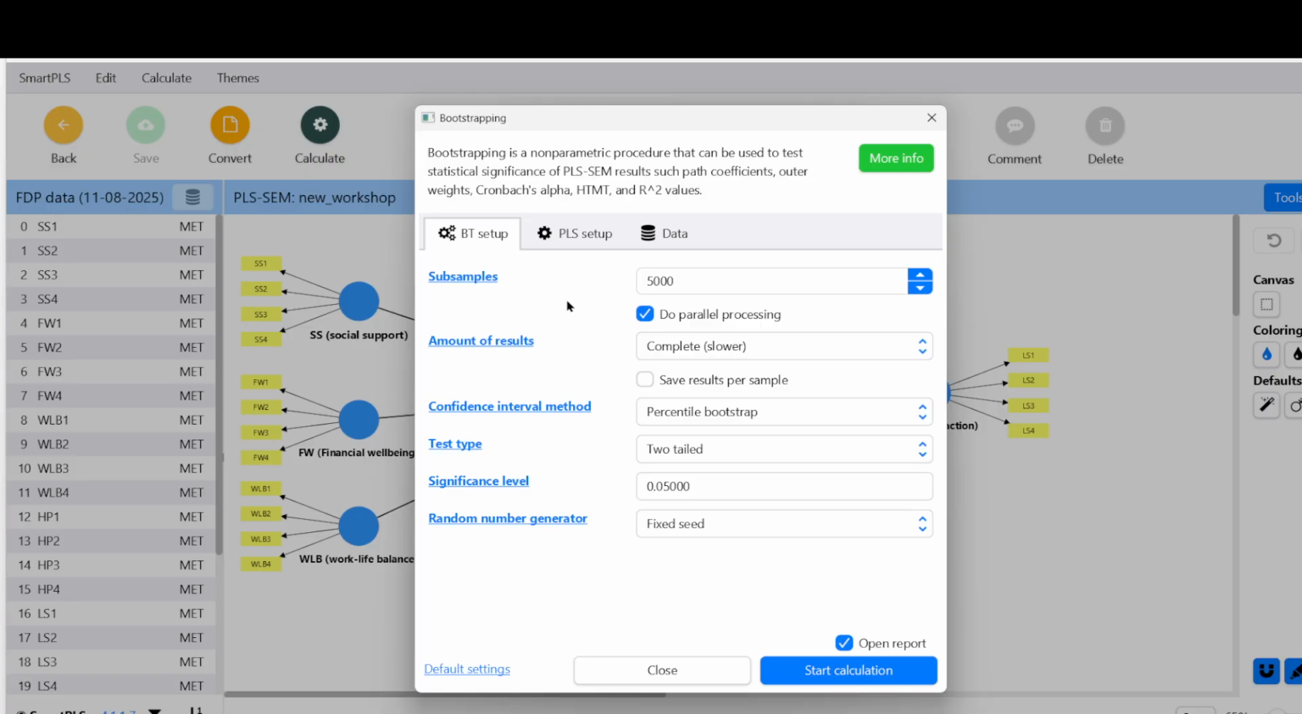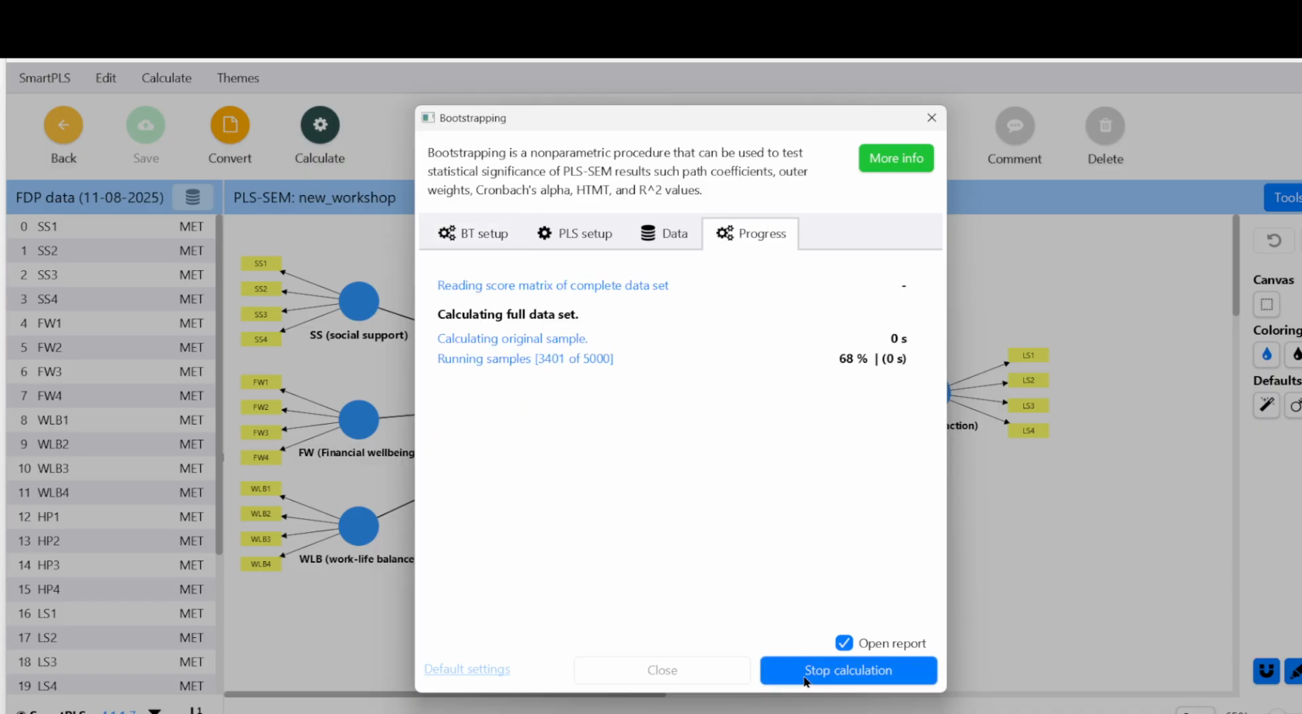Now in this bootstrapping, the first one is subsamples. You can increase or decrease the number of subsamples, but you can take 5,000 as a standard. Then for the amount of results, two options are there: most important, faster, and complete, slower. It is recommended to select complete, slower, because with this option the software gives the full range of results. Confidence interval method is percentile bootstrap, and test type is two-tailed. The rest of the options you are not required to change. Click on start calculation.